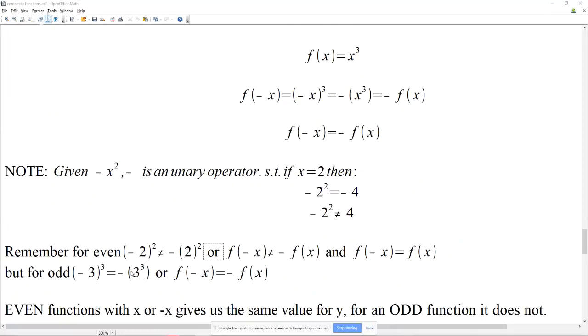So it's going to be 3 raised to the 3rd, right? Which is 3 times 3, which is 9, times 3 is 27. So this will be -27. Or I can also take -3 and raise it to the 3rd, and I still get -27. Either way, I get -27.